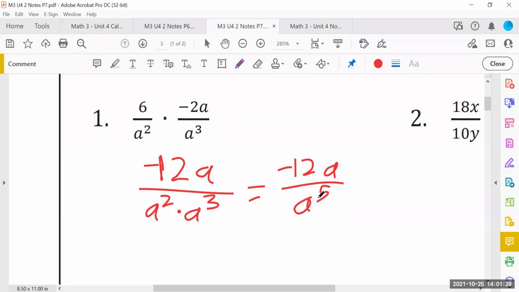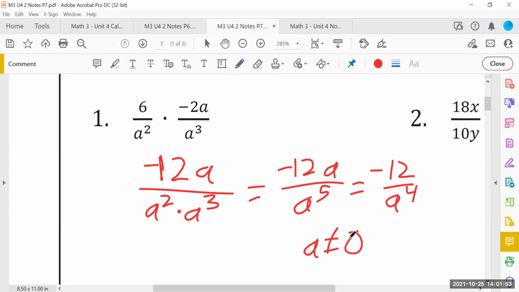And now I have a's on top and the bottom. One a is going to cancel out or simplify. Again, a over a is just 1. So really this becomes -12 over a to the 4th power. And I need to say that a cannot equal 0. A can't be 0 because again, if I divide by 0, it's an error.